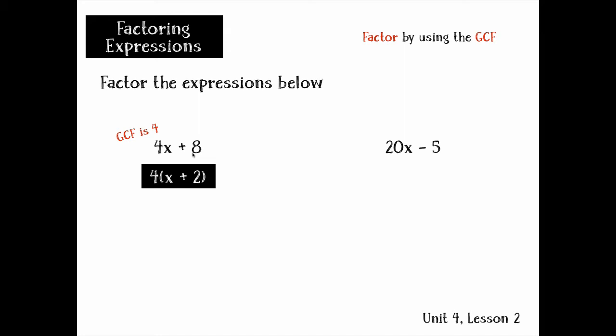All right, now take a look at the second one, 20x minus 5. By now, you've probably already figured that the greatest common factor is 5. So the 5 is going to go on the outside of the parentheses. And to make 20x, I have to multiply by 4x, because 5 times 4 is 20x. Now I've got a minus sign, so really be careful with the signs. 5 times negative 1 is going to give me negative 5. So I can check my work by going backwards and doing 5 times 4x, 20x, minus 5 times 1, which is 5.